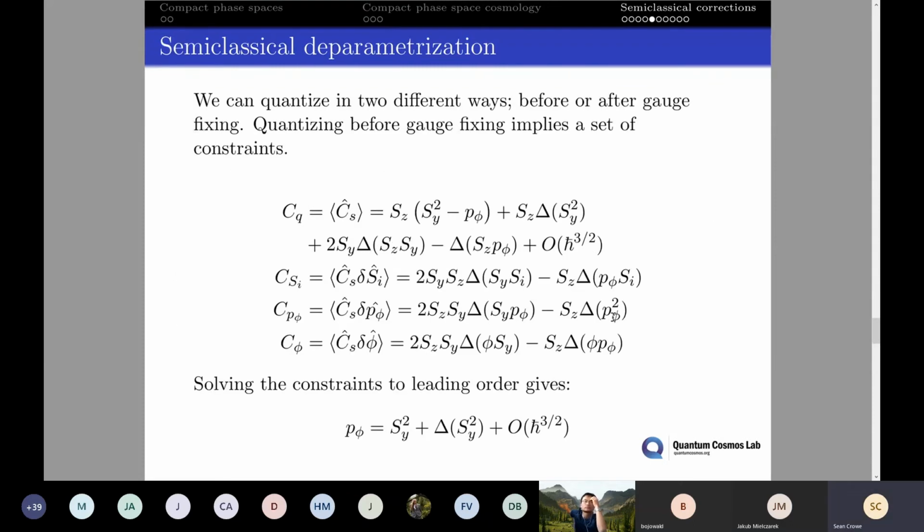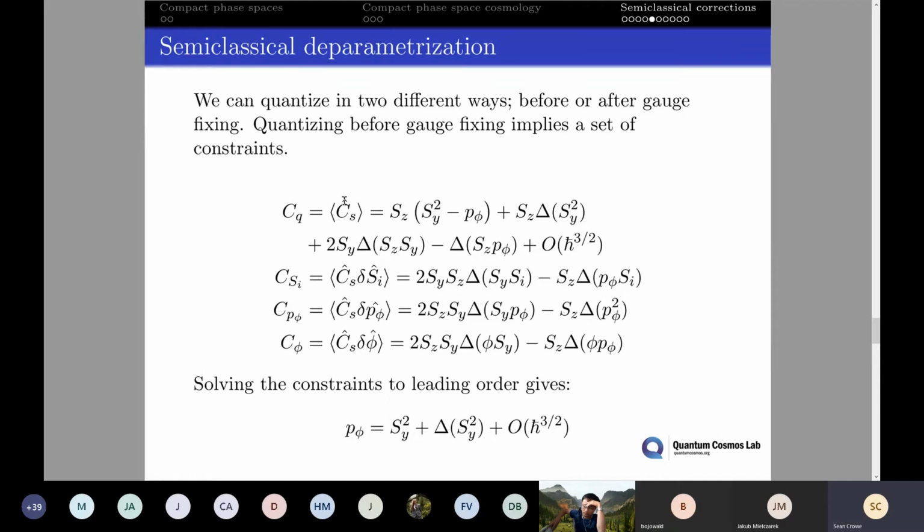And I guess we can proceed in 2 different ways. We can quantize before or after deparametrizing. And it turns out in this scenario that the 2 approaches agree. Quantizing before deparametrization is a little bit harder, so maybe we should talk about it.